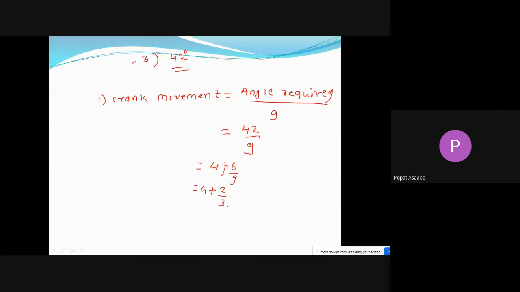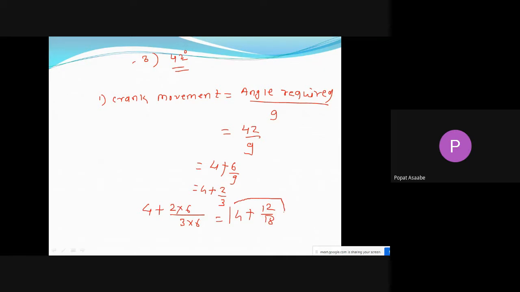But that 3 is not available in one of the plates, so I'm writing here 4 plus. Can I multiply it by 6? 2 to 12, and 3 to 18. Again it is similar: 4 plus 12 divided by 18.